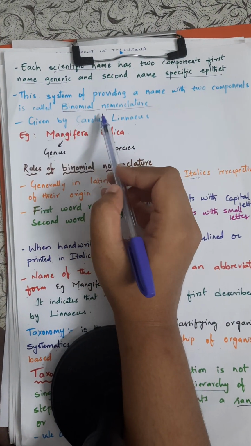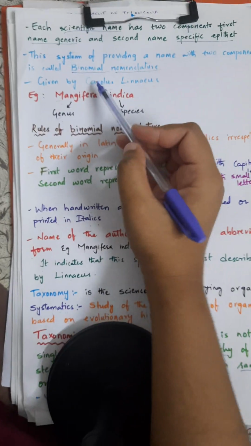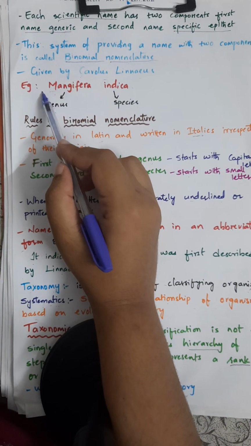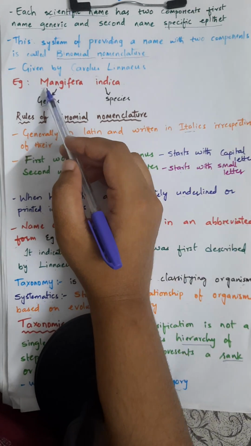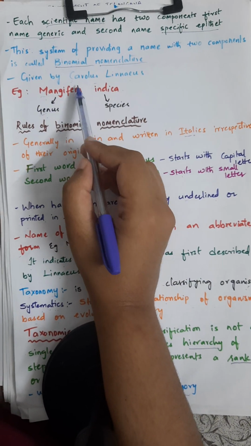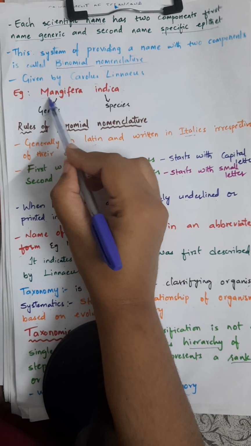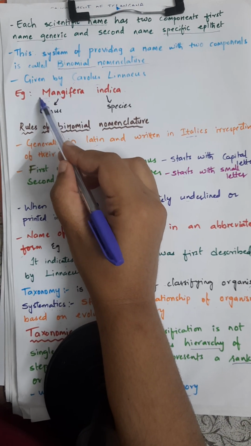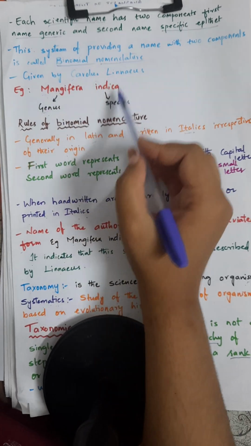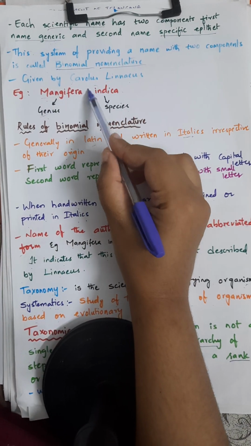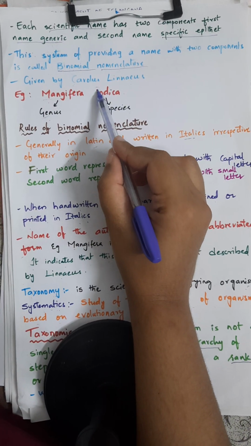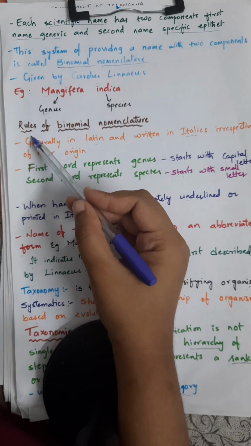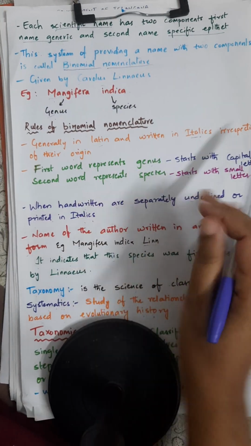And this binomial nomenclature was given by the scientist Carolus Linnaeus. See here, an example is the mango. The scientific name of mango is Mangifera indica. The first name is the genus name, and always this genus name, the first letter starts with a capital letter M. And the next word is the species name, and in this the first letter is written in a small letter. And there are certain rules of binomial nomenclature.